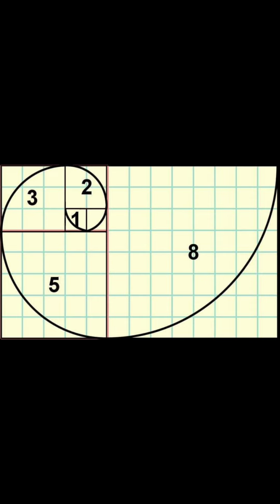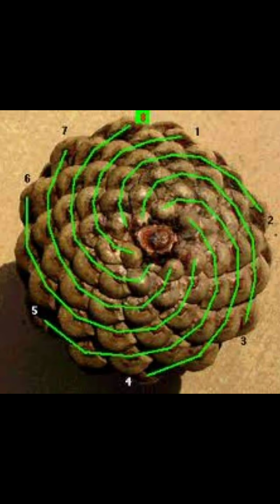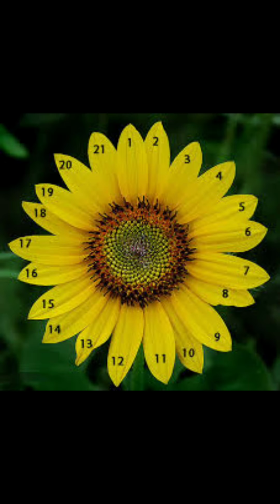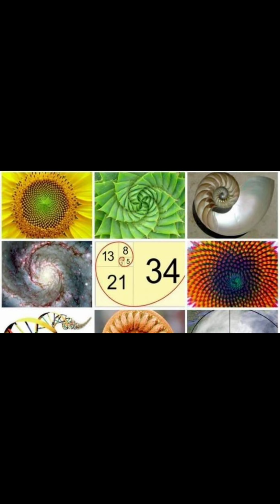A few examples include the number of spirals in a pine cone, pineapple, or seeds in a sunflower, or the numbers of petals on a flower. The numbers in this sequence also form a unique shape known as the Fibonacci spiral, which again we see in nature in the form of shells and the shape of hurricanes.